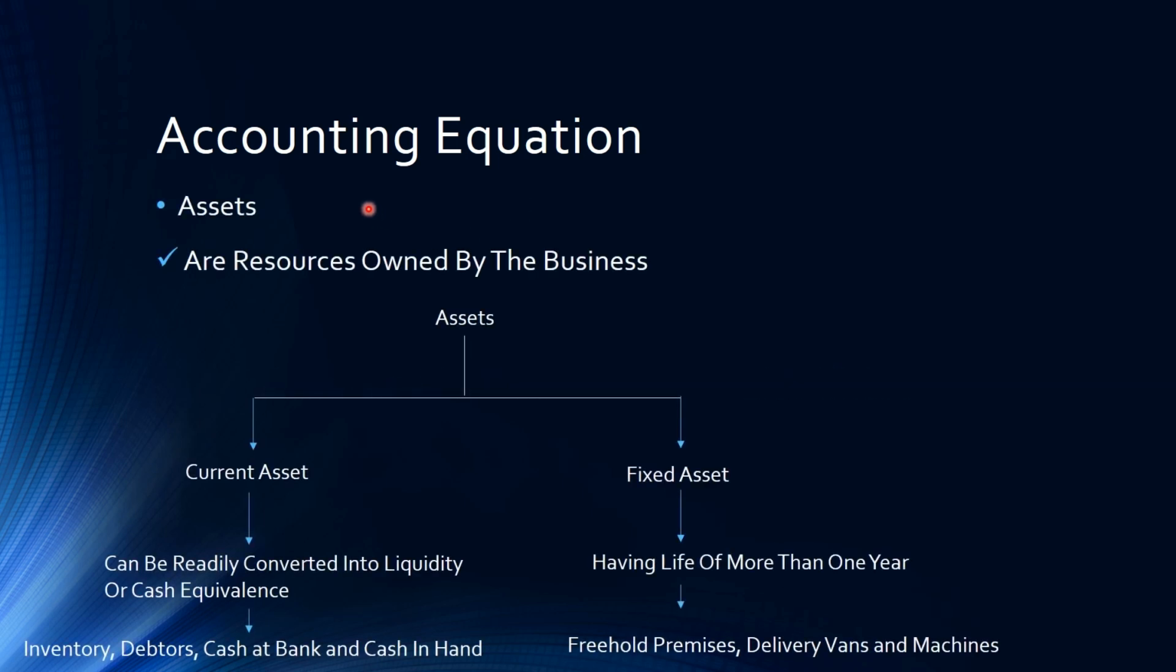Now, when you talk about assets, assets are resources that are owned by the business, right? They can be divided into current assets and fixed assets. Current assets are those assets which are easily converted into cash, or which can be easily converted into liquidity, right? We have inventory, we've got debtors. So all you have to do is probably sell your inventory and you might get cash. You might ring up your debtors and say, we need the money, right?